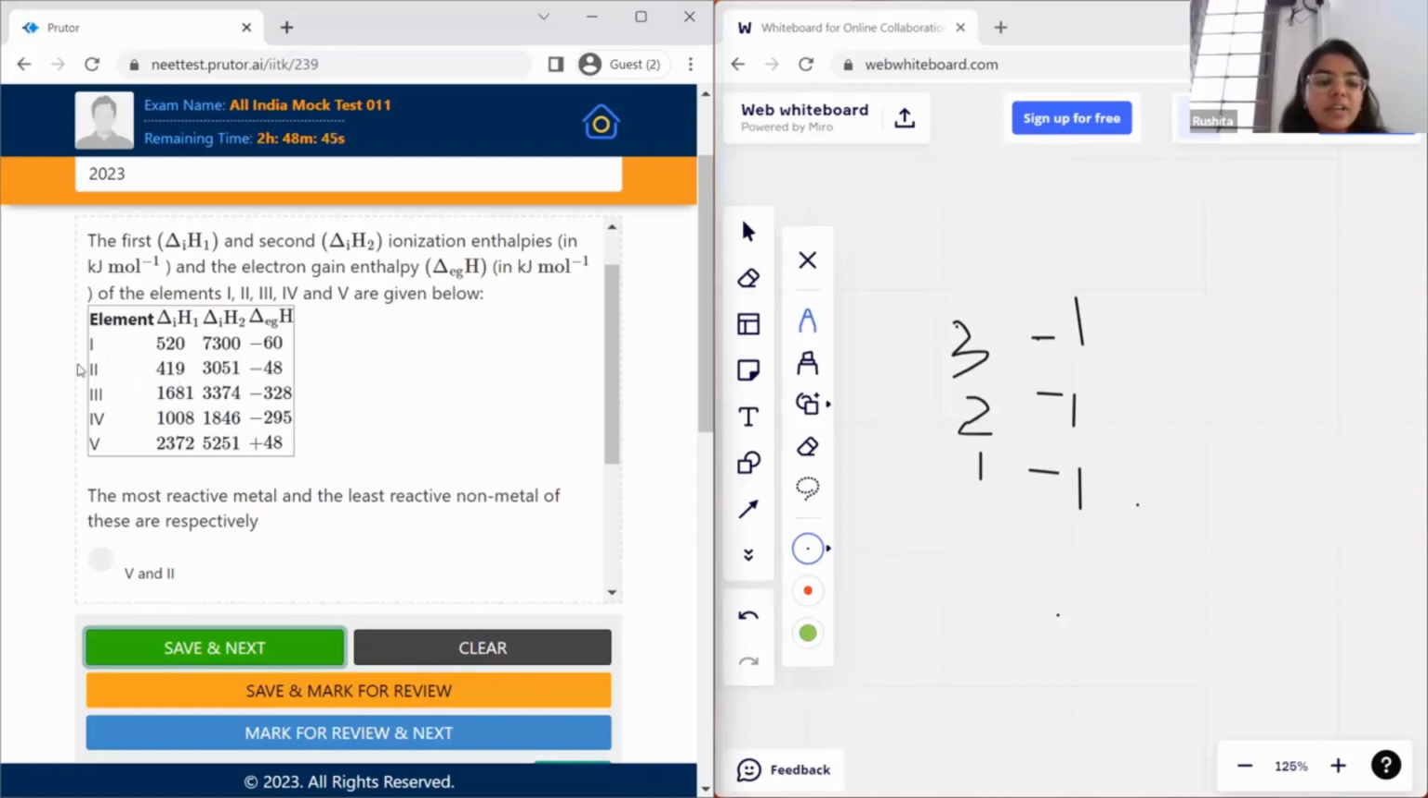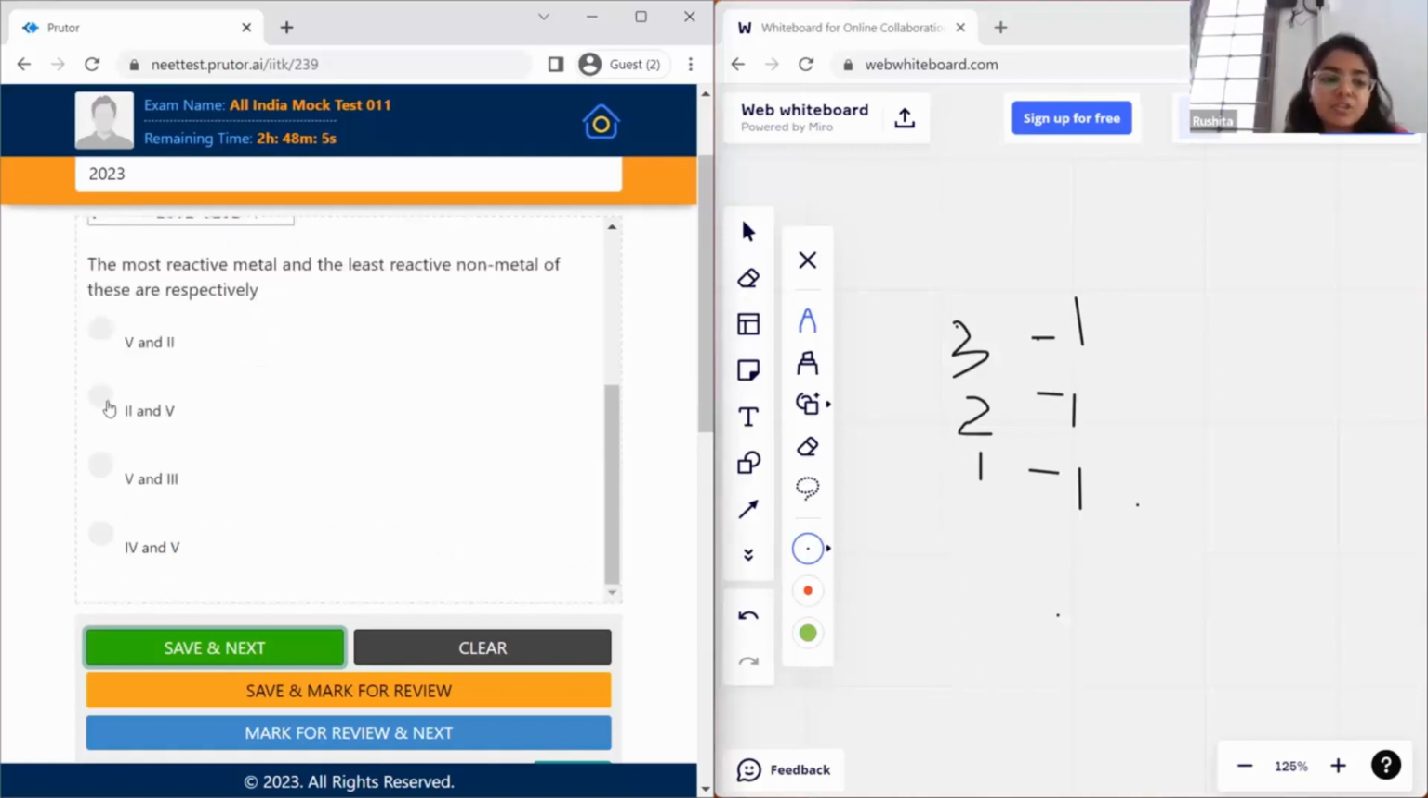So the second element would be the most reactive metal because of its least ionization energy. And the least reactive would be the one with the positive electron gain enthalpy, which will not react. It will resist reacting with other substances or elements. It will not take or give electrons. So the positive electron gain enthalpy is a non-metal, the one which is the least reactive, which is 5 here. So the most reactive would be 2, and the least reactive would be 5. So that is option 2.